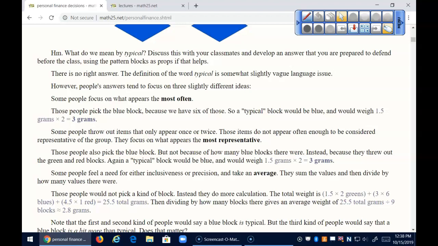Some people want to do this average. They add up all the values and divide by how many there are. That was Edwin's answer.